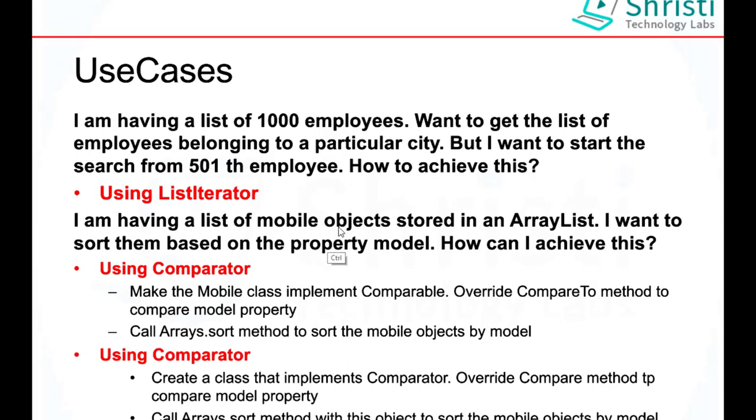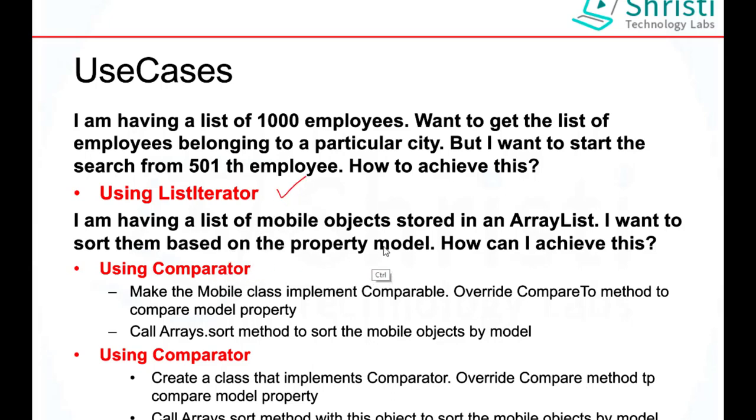Next, I am having a list of 1000 employees. I want to get the list of employees belonging to a particular city. But I want to start the search from the 501st employee. That is, I want to start from the middle. How to achieve this? You can use ListIterator.